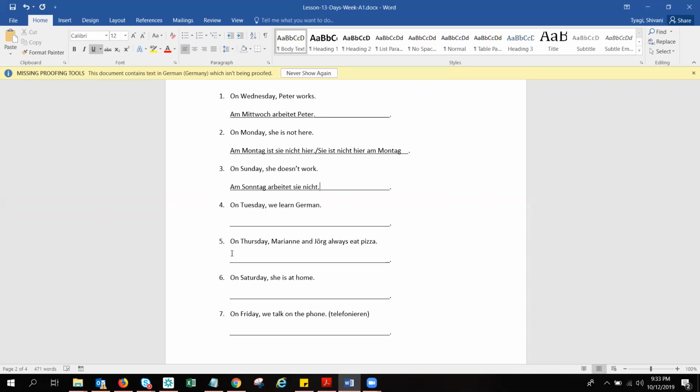Next, on Tuesday we learn German. So it's very simple. Am Dienstag, D will be capital. Am Dienstag lernen wir Deutsch. We learn German. Okay. Then, Pratibha, can you translate this? Just translate in the way you want. No need to write.